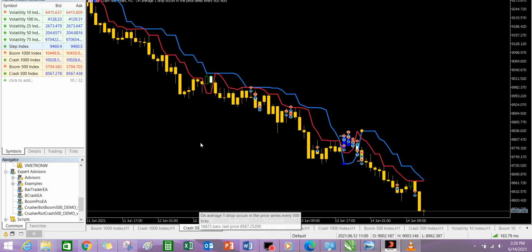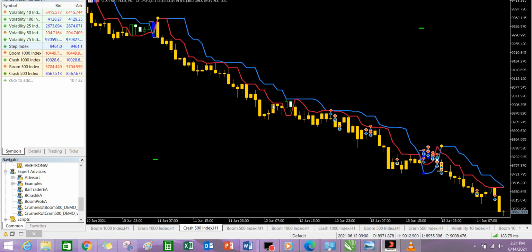Okay, so let's check out what is happening with Crash 500 using the NT indicator. We don't really have much to say. This is the 1 hour time frame. Of course, it is on a downtrend. You can see it's been on a very strong downtrend.